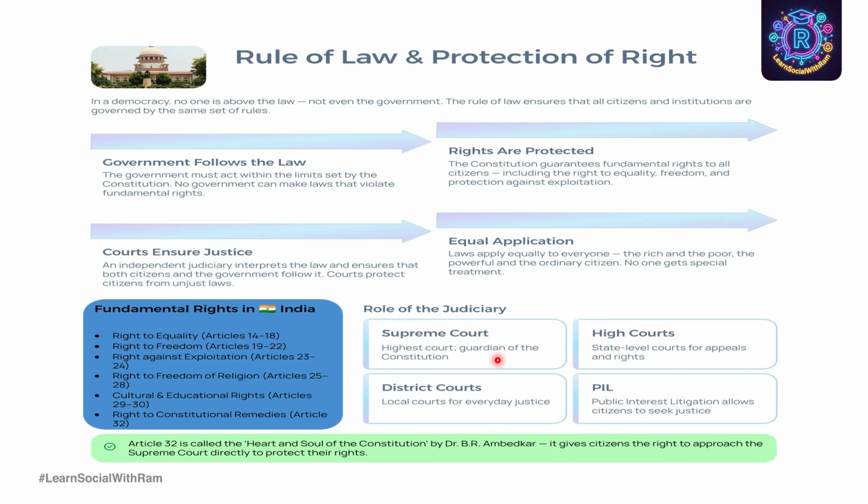So who ensures justice for them? Courts ensure justice. So courts play a very, very important role. So an independent judiciary protects these rights. For example, Supreme Court, High Court, District Court, and even the public interest litigation allows the citizens to seek justice. So these institutions protect democracy.